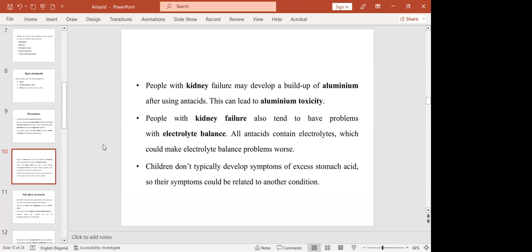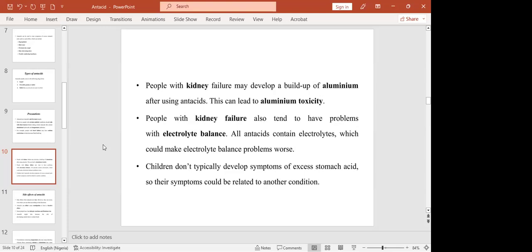So all antacid contain electrolytes. Some will contain sodium, some will contain potassium. They just contain at least one electrolyte. So this could make their electrolyte imbalance worse in patients with kidney failures.